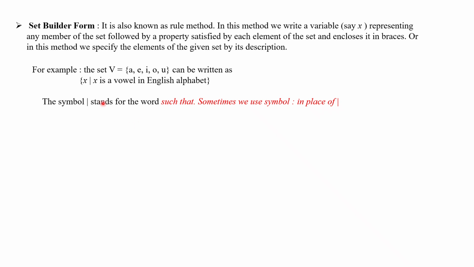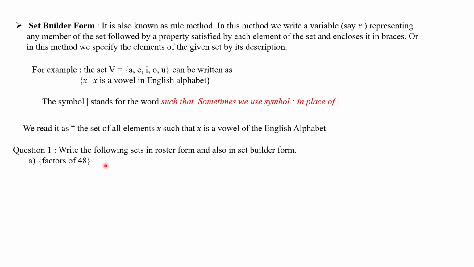Now the symbol | stands for the words "such that". Sometimes we use the colon symbol in place of this. Now how do we read it? We read it as: the set of all elements x such that x is a vowel of the English alphabet. Now I have given a few questions.